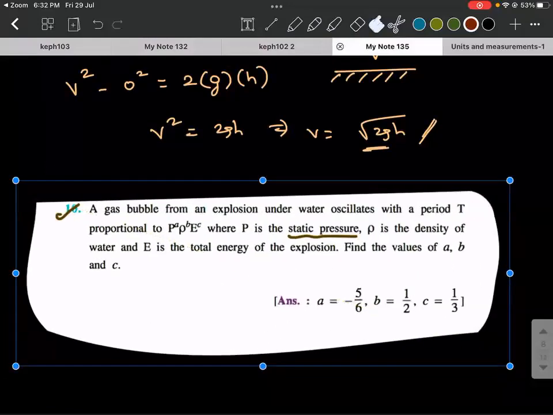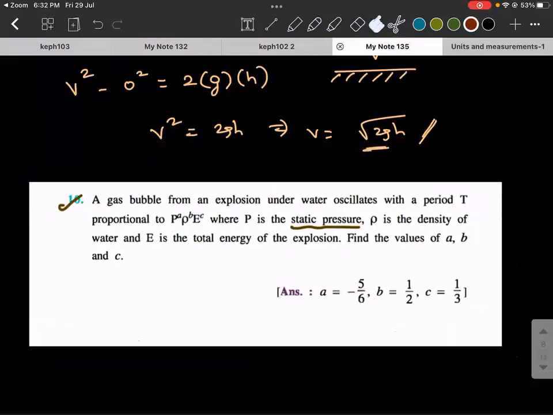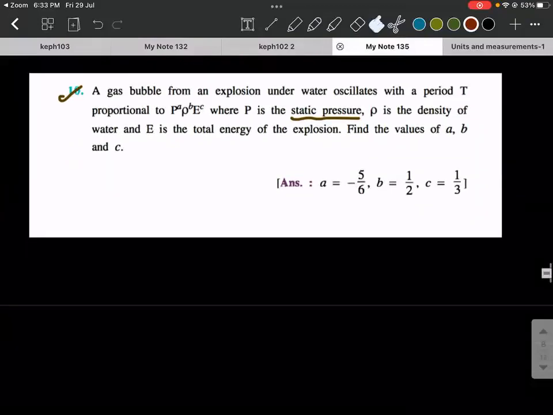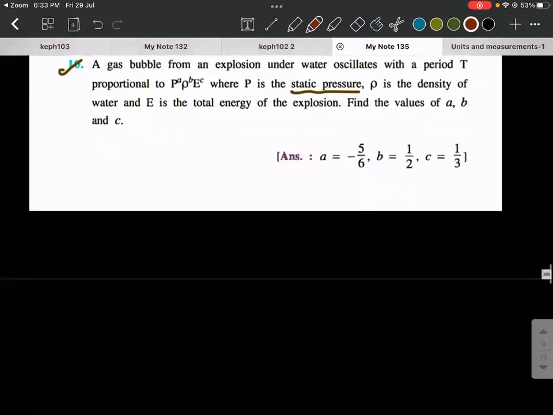E is the energy. So you want the dimensional formula? Try deriving. Close the book, close the book. Let's think. Let's use our brain. So pressure is what basically? You know what is pressure? Force per area. So pressure is force by area.